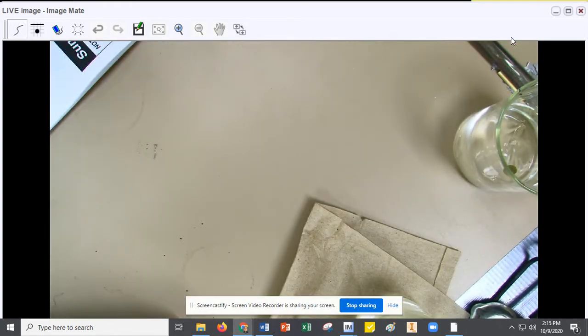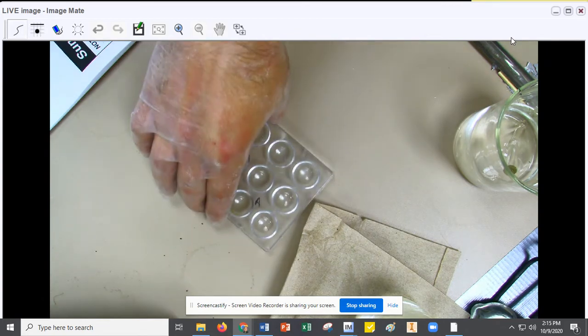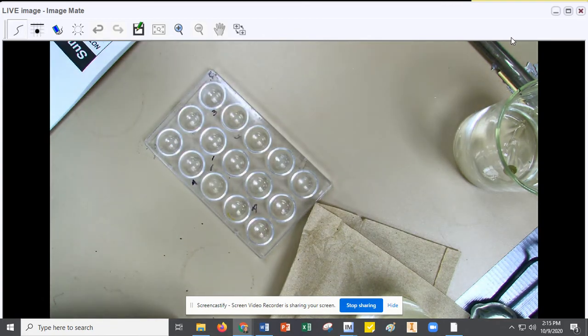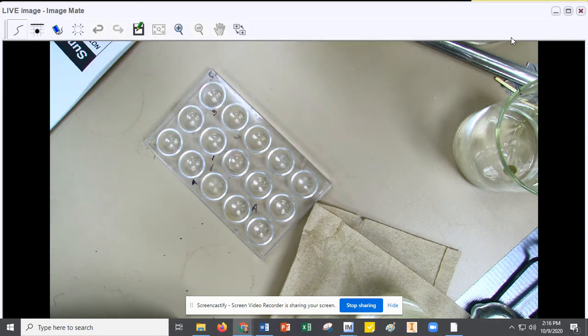All right. For the next station, station number 6. So we have our well plate. And you are to use a pipette, remove some of the liquid from the Erlenmeyer flask, and place it into a well on a well plate. All right. We'll take this one. So as you can see, that is a clear liquid.